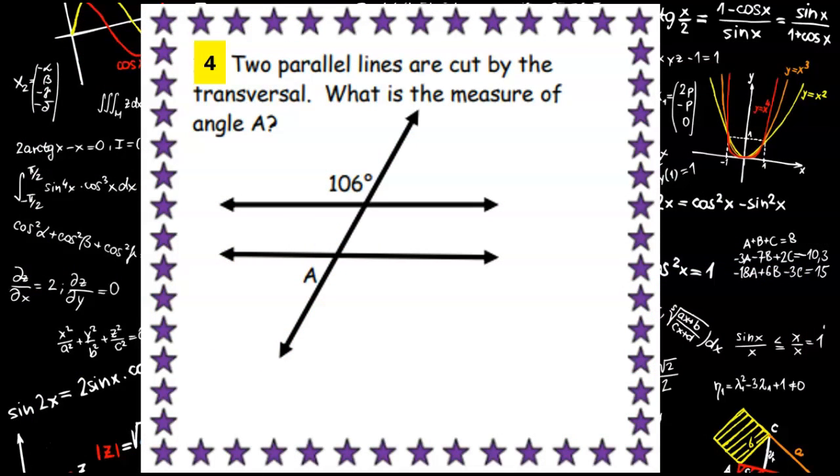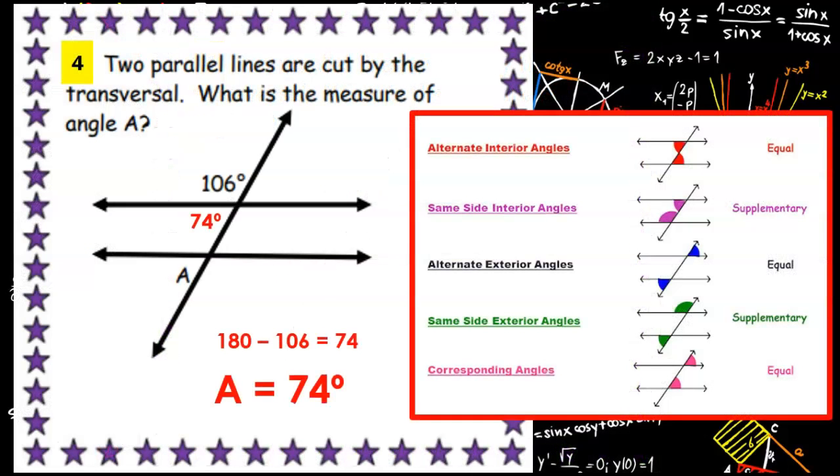Number 4, two parallel lines are cut by the transversal. What is the measure of angle A? Using those angle relationships that we know of, if 106 is our known angle, we can subtract that from 180 degrees to get our second angle of 74. 74 and angle A are corresponding angles, so the measure of angle A is 74 degrees.